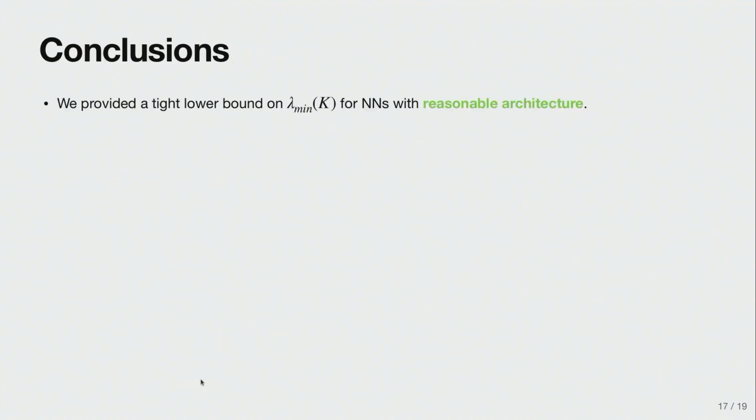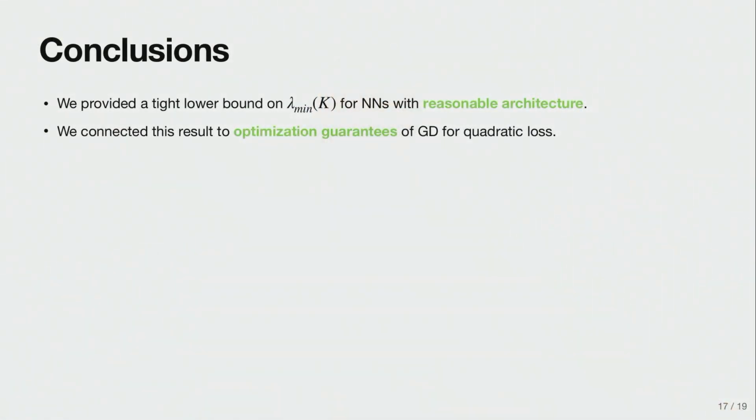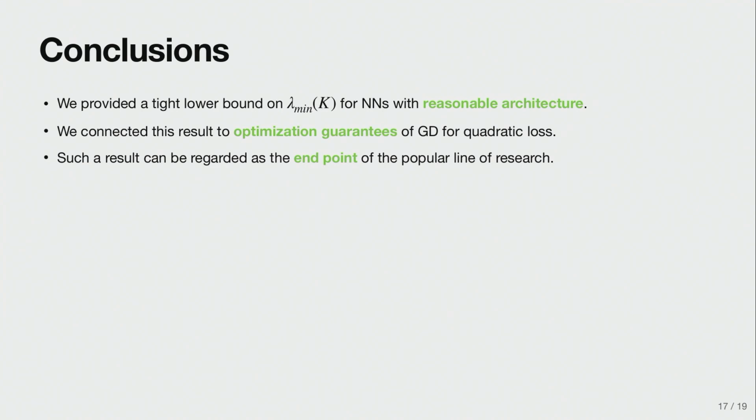So to conclude, what did we do? We provide a lower bound on the smallest eigenvalue of the neural tangent kernel for reasonable architectures. So not extremely weirdly overparameterized and deep. We connected this result with optimization, which is very important. And given the line of work I was discussing about trying to push down the necessary overparameterization, we need to have these guarantees. This can be seen as an endpoint, because this is the minimal overparameterization, and I showed you in the pictures. If we go below this point, of course, the smallest eigenvalue is going to be 0.